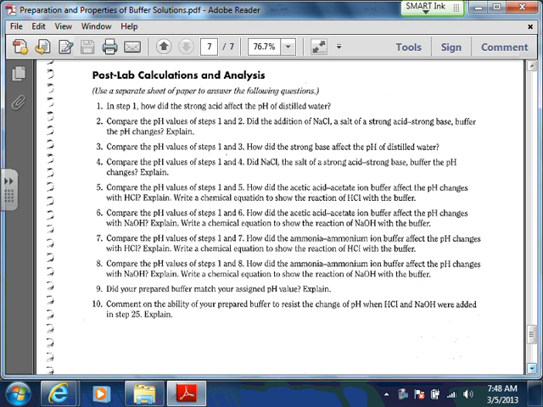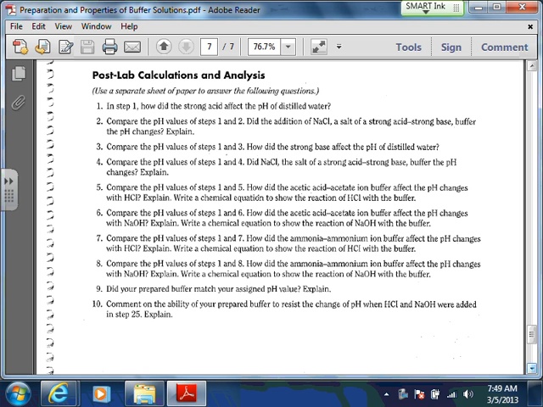And then the pH values of steps 1 and 7, how did the ammonium ion buffer affect the pH changes with the HCl? Okay. And then again, 8 is asking about the ammonium buffer. So basically, you're just looking at your data and answering these questions. You can do 1 through 8 with no problem at all. Shouldn't take you very long to answer those questions.